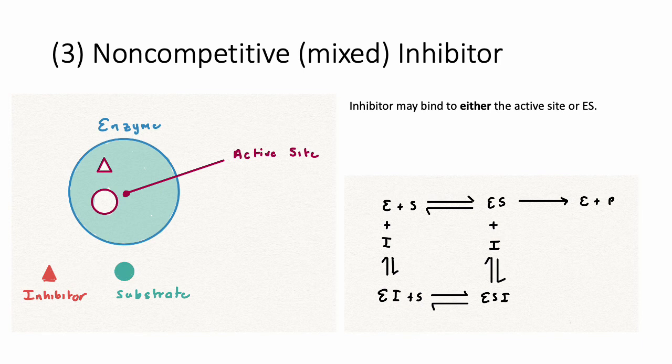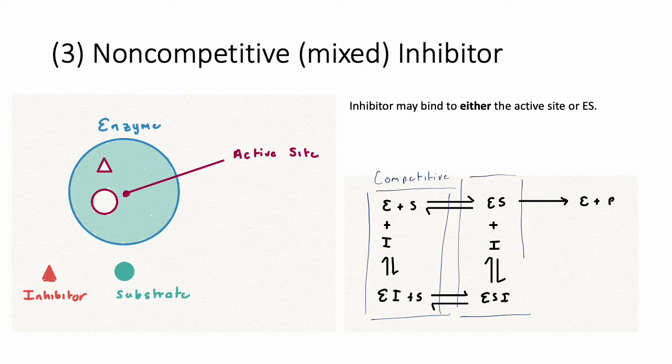So finally, we have a non-competitive or a mixed inhibitor, and this inhibitor may bind either to the active site or the enzyme substrate complex. The reason why it's called mixed inhibition is that this part, the inhibitor binding to the enzyme, is the competitive part, and remember, the inhibitor can also bind to the enzyme substrate complex, or ES, and this is the uncompetitive part. So it's a mix between competitive and uncompetitive inhibition.